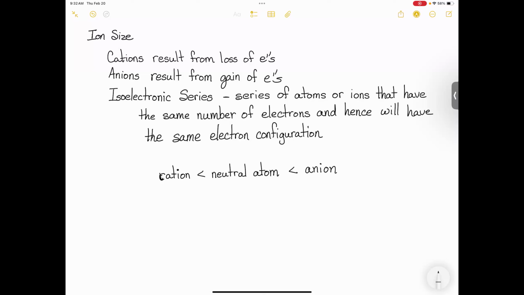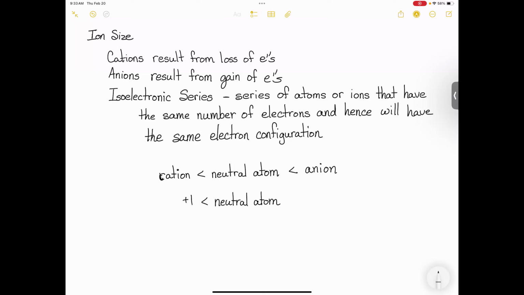Now, with this cation, let's take this one step further and let's talk about each addition or subtraction. So we have our neutral atom. We've already said if it loses a kid, it loses an electron, it's going to get smaller. So a +1 is going to be smaller than a neutral atom.